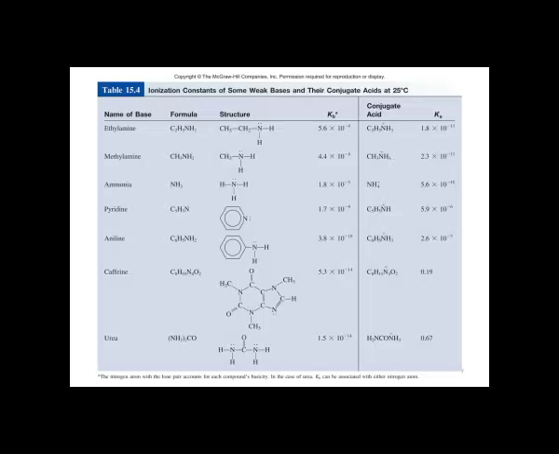Here are Kb's for some common weak bases. Caffeine, one of my favorites, is 5.3 times 10 to the minus 14th. It's a very weak base.